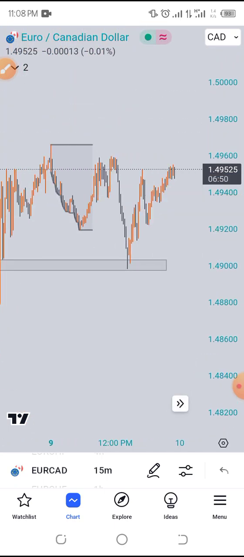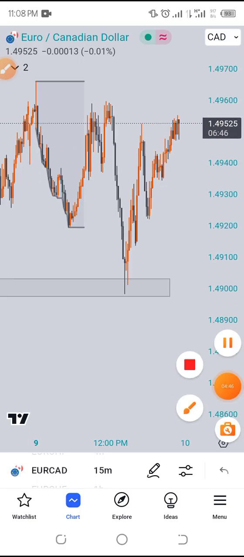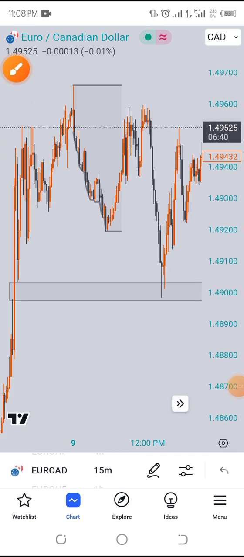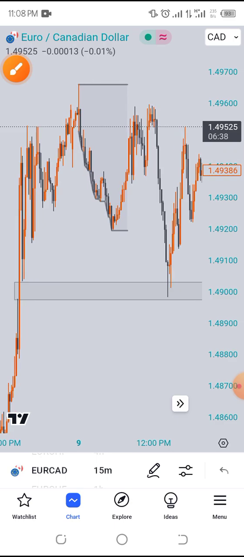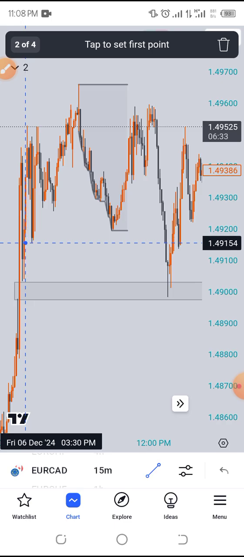Can you see that this fair value gap that I just showed you guys, price reacted off from it? Can you see what price did when it got into it? It tapped it and bounced off. That one. But before that happened, can you see that right here we had a liquidity sweep?